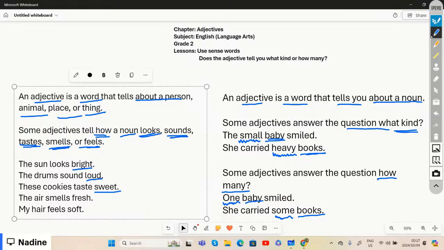The air smells fresh. How does the air smell? It is fresh. And my hair feels soft. How does my hair feel? It is soft. Yeah, they are using the five senses, to tell us how the noun either looks, how the noun smells, how the noun sounds, how it tastes, or how it feels.